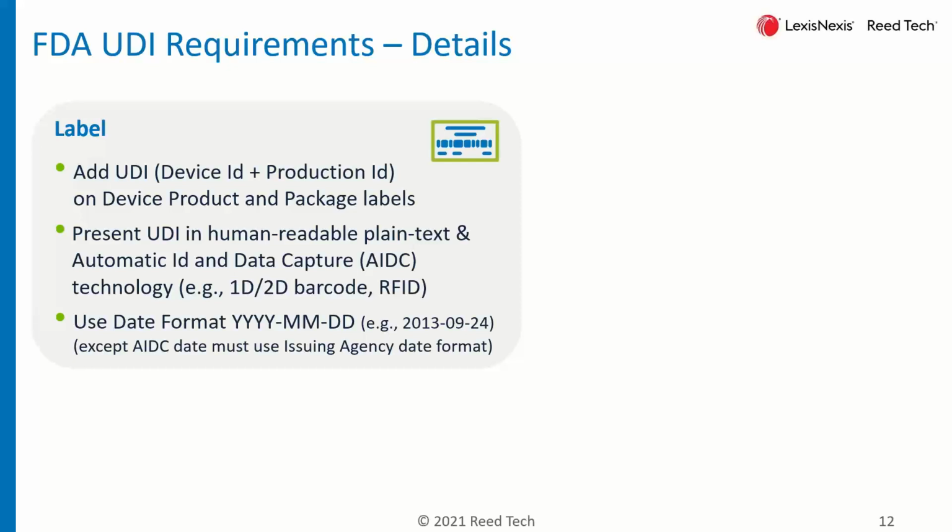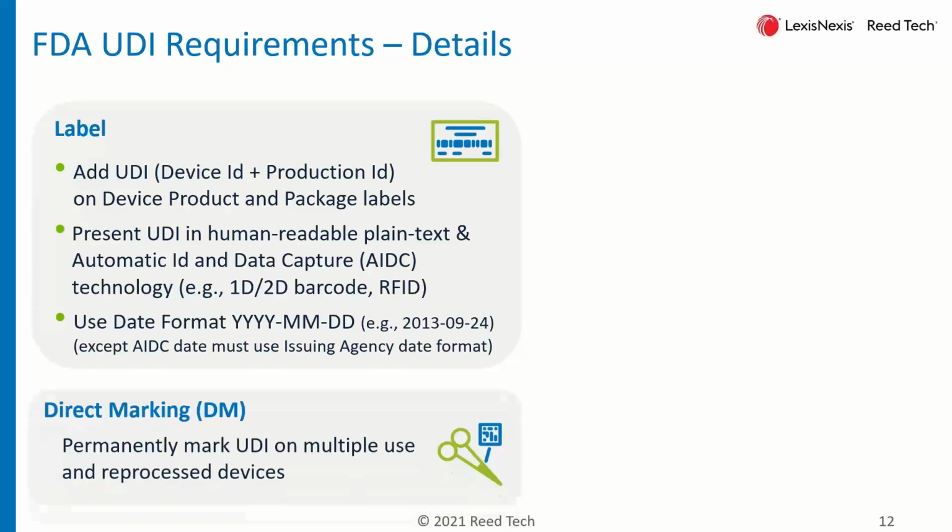So first of all, the regulations identify that UDI has to be placed on the product label and the package labels. It includes the full UDI, and we'll talk a little bit more about that, and presented in human readable text. Now, there is a clause in there that says if you have a date on that particular label, it has to be in the year-dash-month-dash-day format.